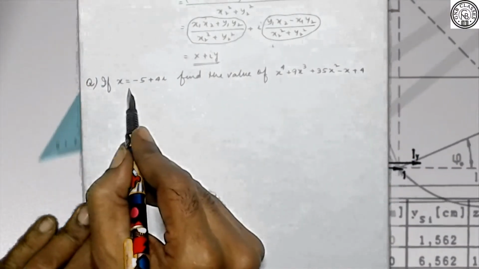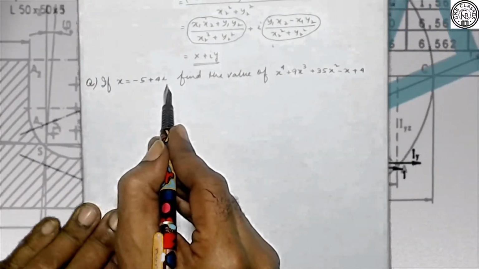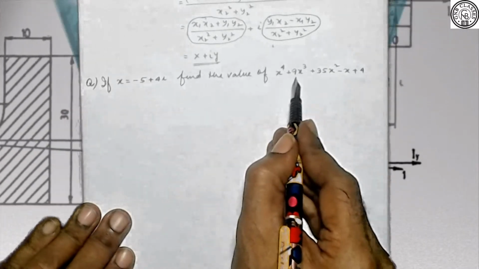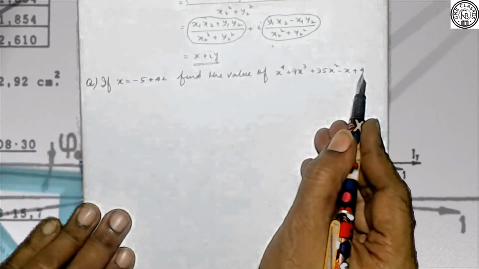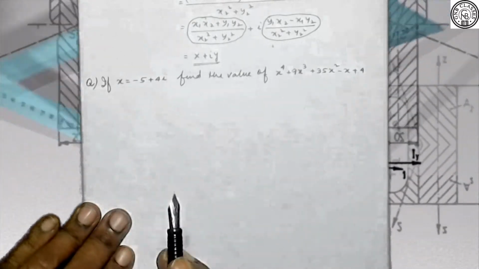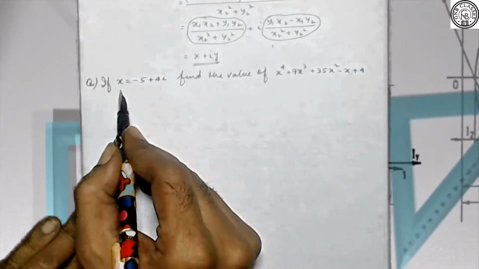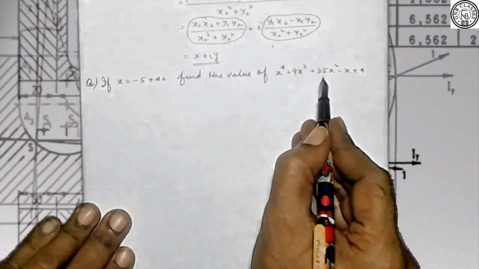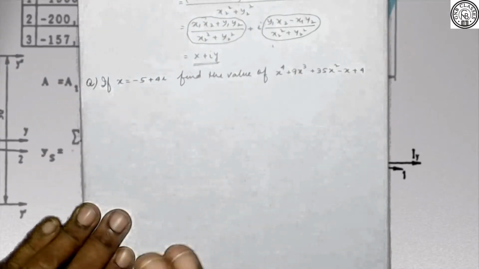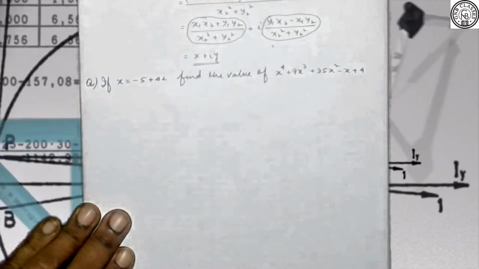The question is, if x is minus 5 plus 4 iota, find the value of x to the power 4 plus 9x cube plus 35x square minus x plus 4. Now it will not be a wise decision to take the value of x and put it here to get the value of this expression. That will not be at all a wise decision.